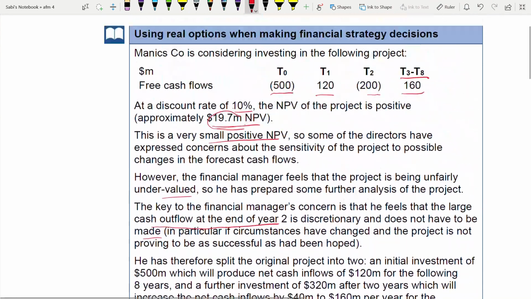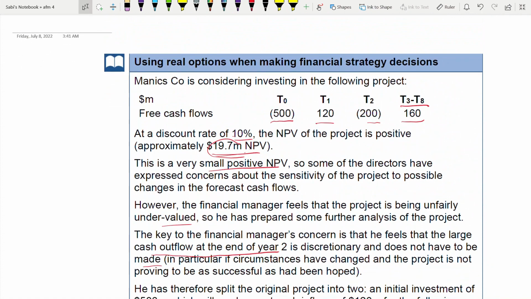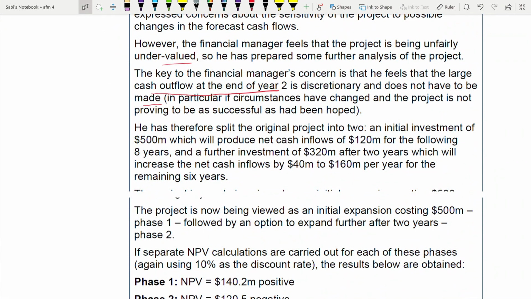Okay, so this cash flow, if you see 500 negative, 120, this is split into two. Split the original project into two. An initial investment of 500, and it will produce a net cash inflow of 120 for the following 8 years. That means just in the first year it will be negative 500. After that, from year 1 to 8, 120, 120, 120, like that, and a further investment of 320 after 2 years.